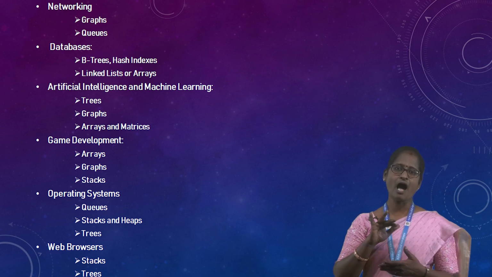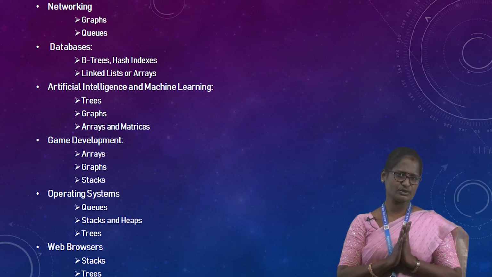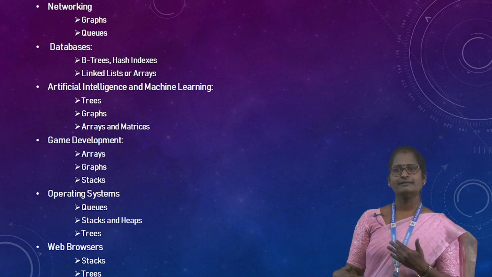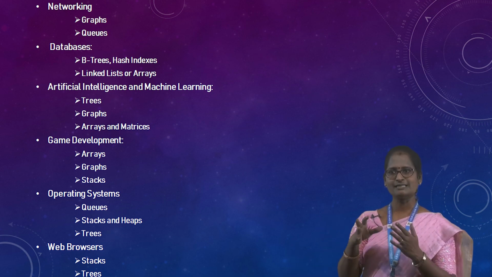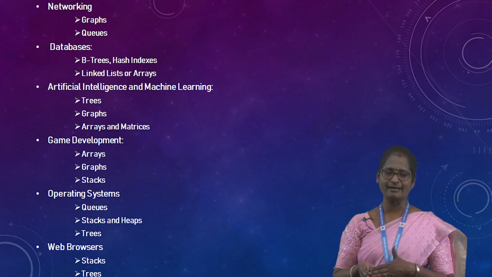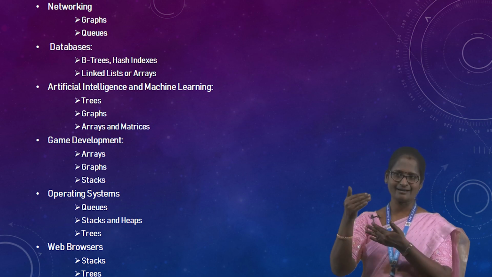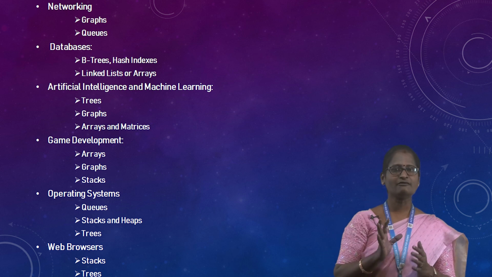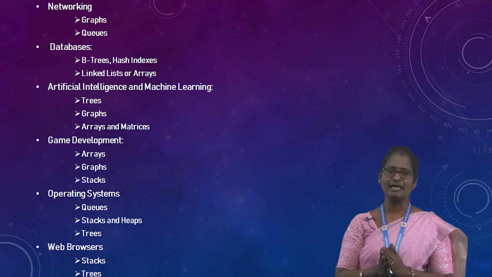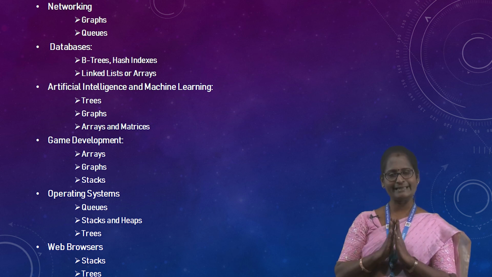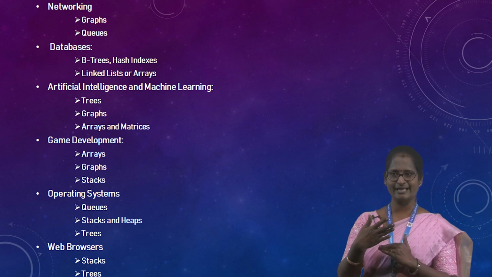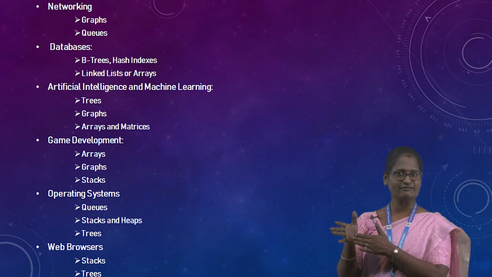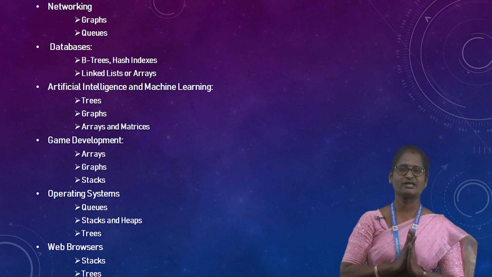Next, the uses in operating systems. How are data structures used in operating systems? Queues are used for scheduling tasks. Then stacks are used for process isolation and function call handling. Tree structures enable directory structures and permission hierarchies. Then the uses of data structures in web browsers. Stacks are used for maintaining the back and forward navigation. Then the tree format: the document object model in a web browser is essentially a tree.